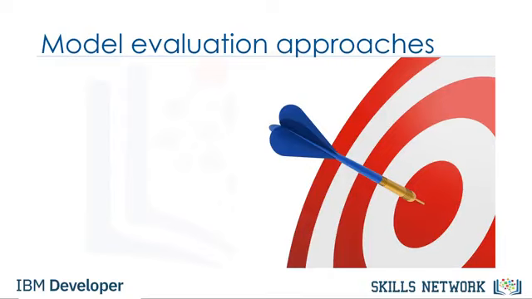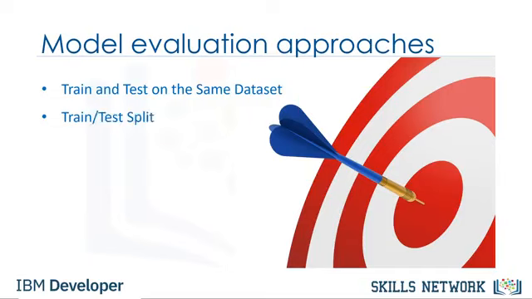In this video, we'll introduce and discuss two types of evaluation approaches that can be used to achieve this goal. These approaches are train and test on the same dataset and train-test split. We'll talk about what each of these are, as well as the pros and cons of using each of these models. Also, we'll introduce some metrics for accuracy of regression models. Let's look at the first approach.